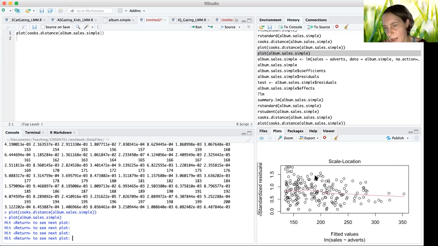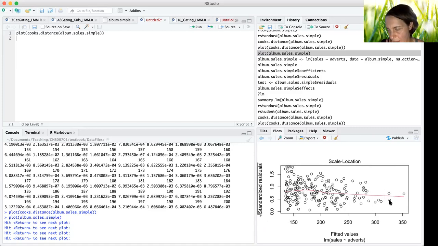Okay, so this scale-location plot, again, is very similar to the residual plot. The difference is that you calculate the square root of the absolute value of the standardized residual. The advantage is that you can see heteroscedasticity as a non-horizontal slope here. And you can see this is not very alarming, right?